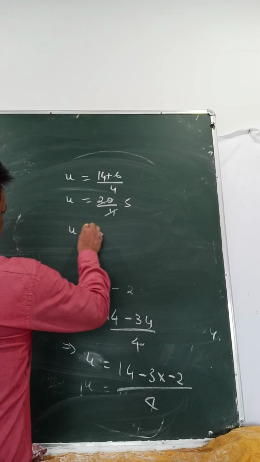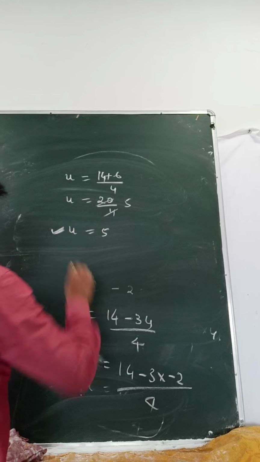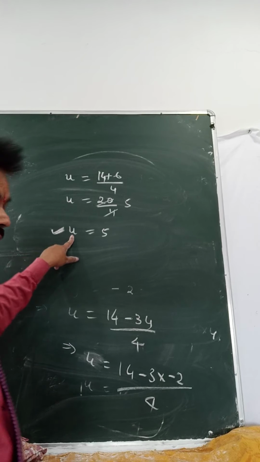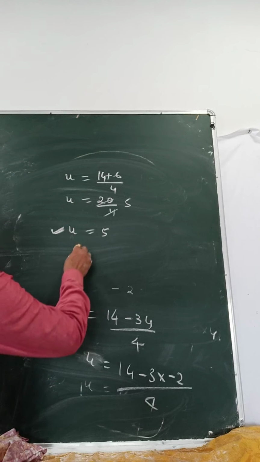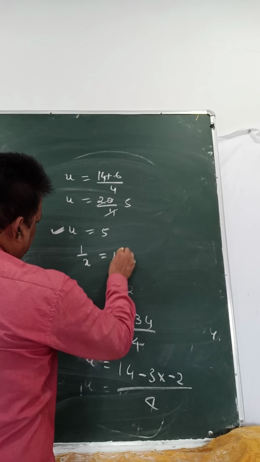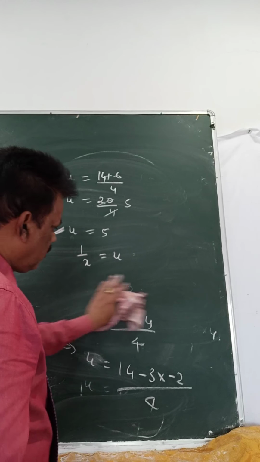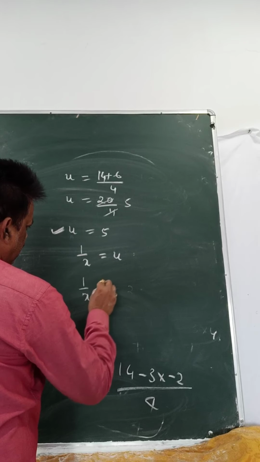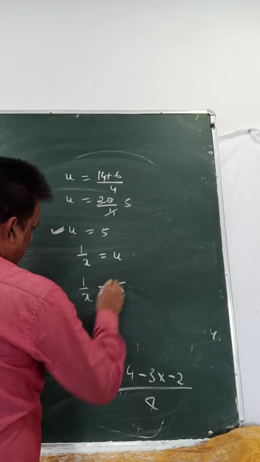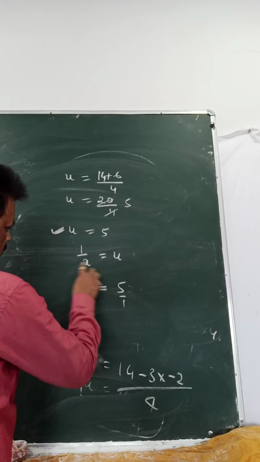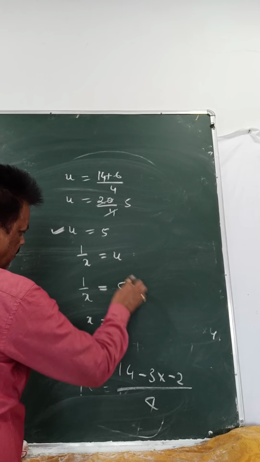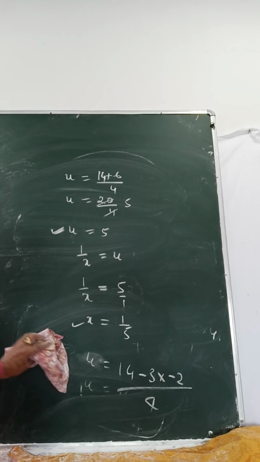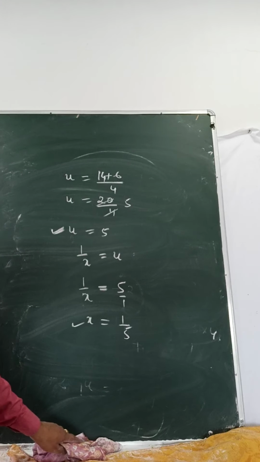U equals 5. You have U, you have already got Y. But we don't need U, because you have done a substitution here. What substitution have you made here? Now 1 by x equals U, and you get the value. So 1 by x equals U means 5. So 5 means 5 by 1, take the reciprocal: x equals 1 by 5. This is the second pattern. One more pattern you see.